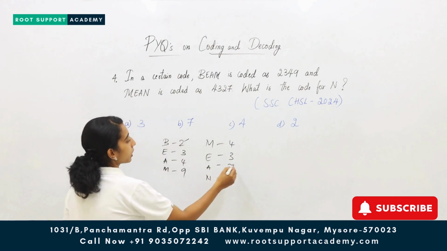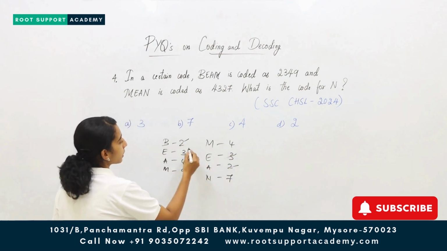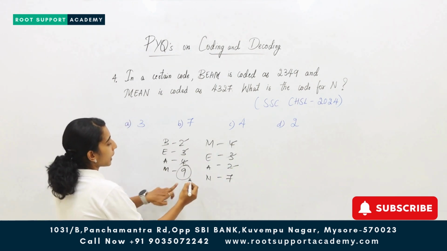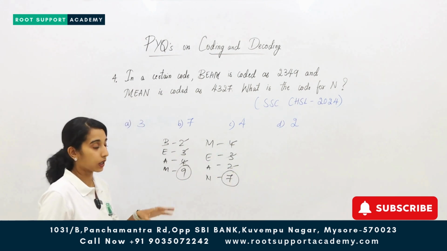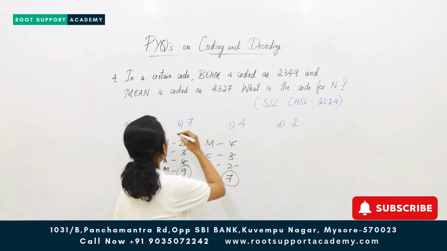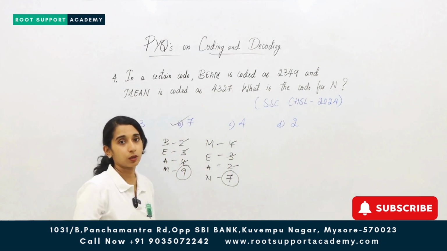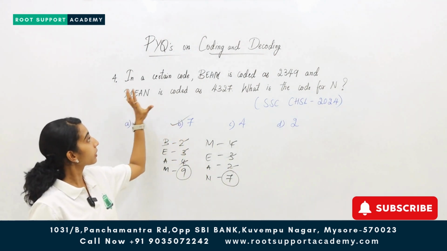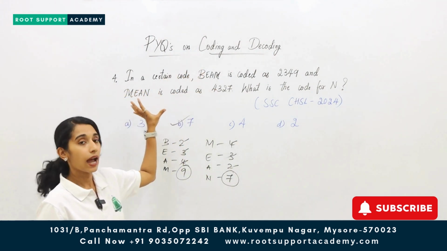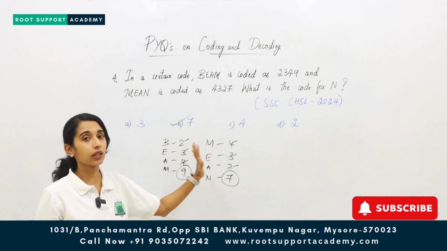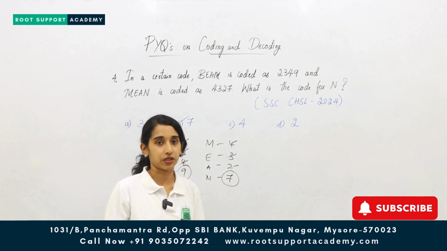So which letter is different and which number is different, that we have to find out. 2 is here, so 2 will not be the answer. 3, 3, 4, 4. So this is the code for B and this is the code for N. Now what they asked: what is the code for N? So the code for N is option B, 7. These types of problems are also very easy, wherein they just give you different words and ask for a certain code. It is just one code, you just have to see which code is slightly different.